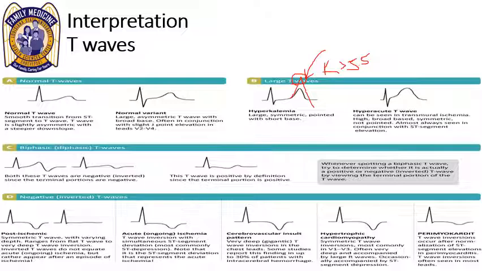And then we also have hyperacute T waves, and you'll see here, here's the J point, and then here's where you have the ST elevation. This would be seen in ischemia as well.